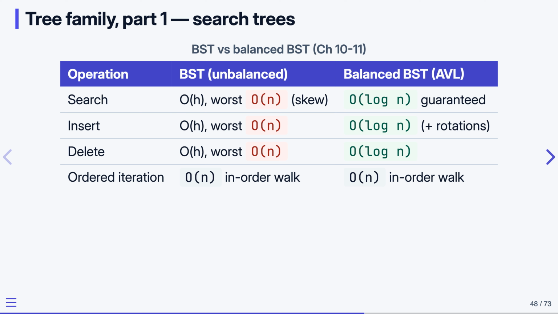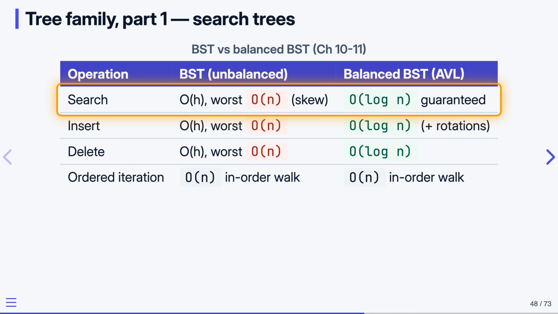The tree family part 1, search trees. A plain binary search tree next to a balanced one. A plain binary search tree searches in big O of h, the height. If it grows skewed like a straight list, that height becomes big O of n. A balanced tree guarantees big O of log n.